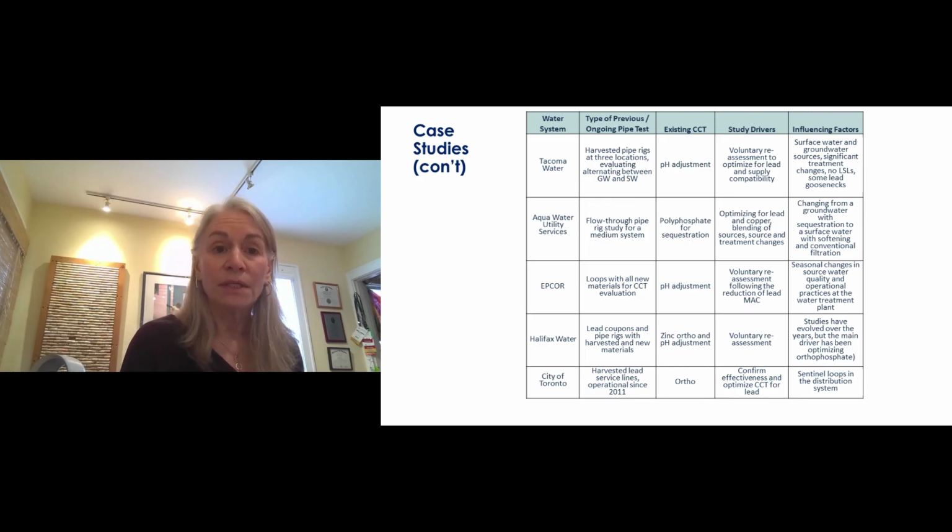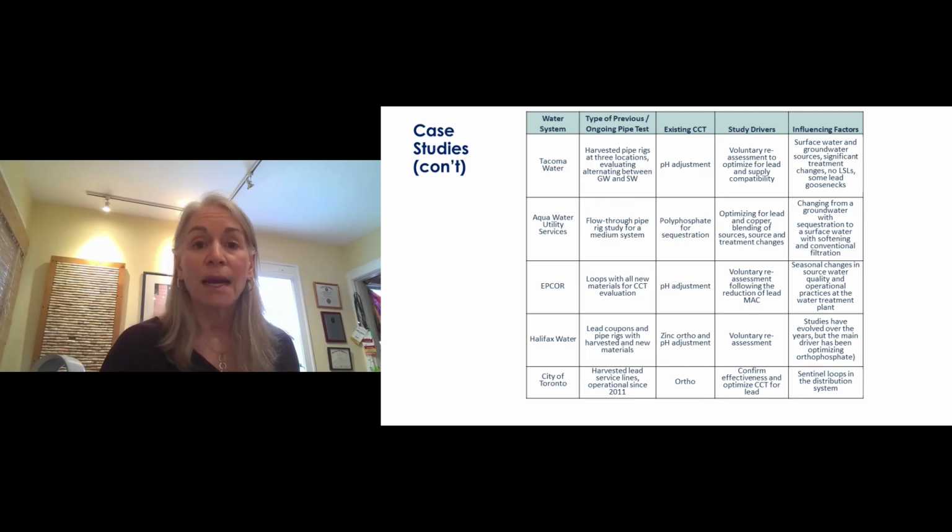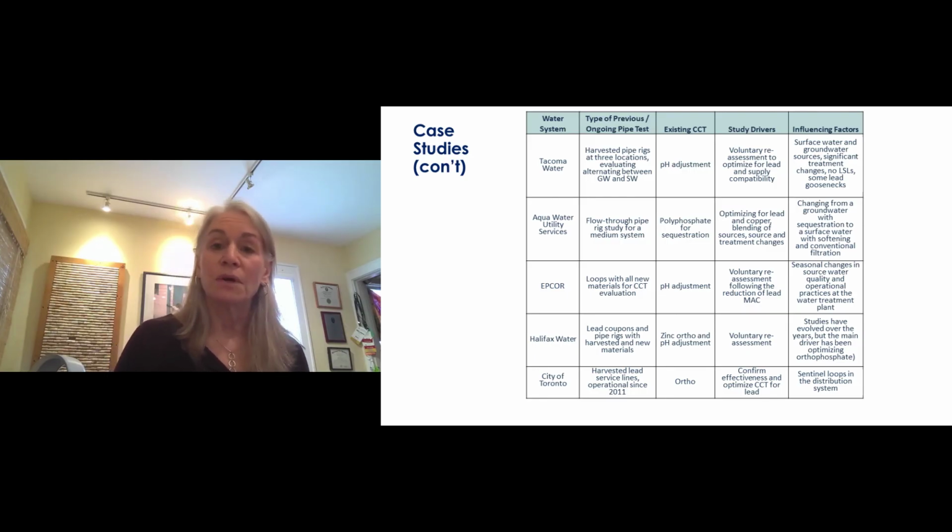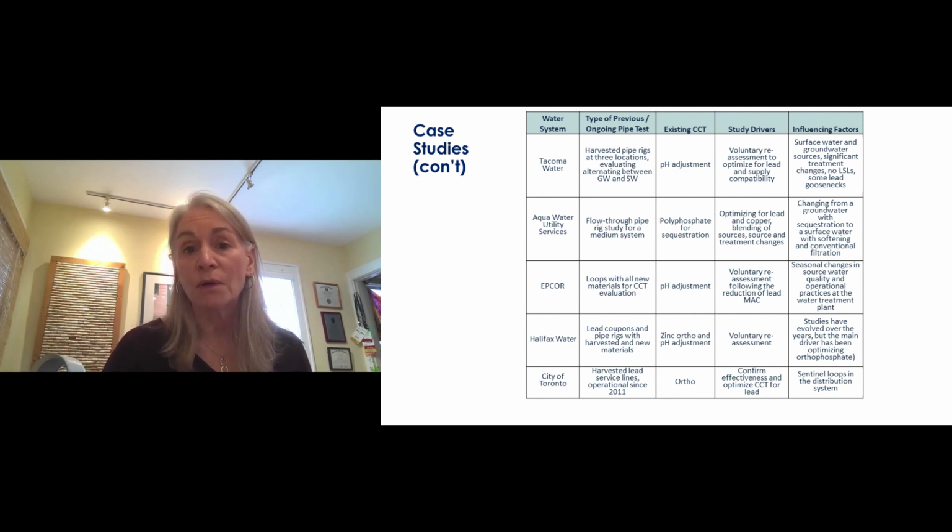Likewise, Tacoma Water did a nice case study looking at impacts of alternating between surface water and groundwater, and trying to understand the need to which their groundwater might require treatment. This case study is of interest because this is in the Pacific Northwest. We have very few lead service lines. Tacoma Water did not have any lead service lines. They did have some goosenecks, but they also focused on other materials that might be of interest to some utilities in different parts of the country.